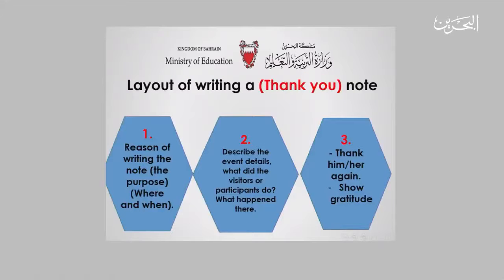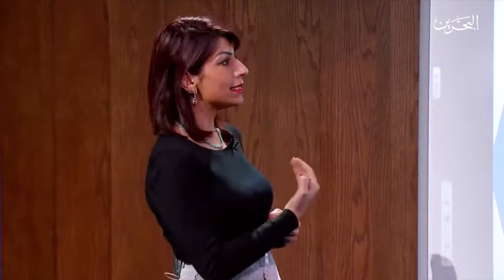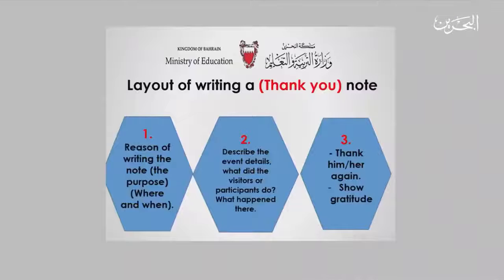Now we are done with the first objective. Let's move to the second objective, which is the layout of writing a thank you note. As you can see, we have 3 main paragraphs in a thank you note. Also, all of them are important. Let me start with the first paragraph.